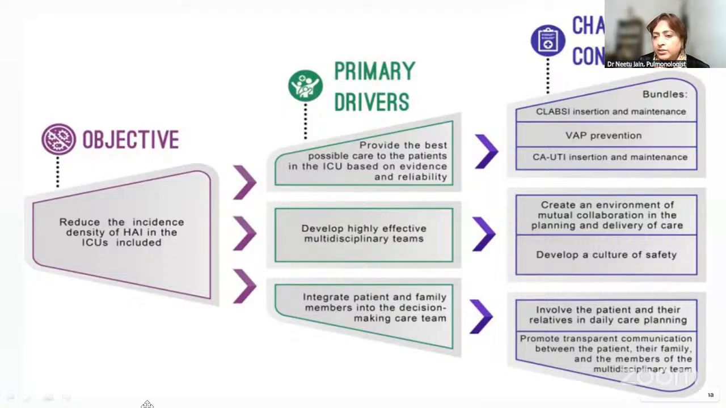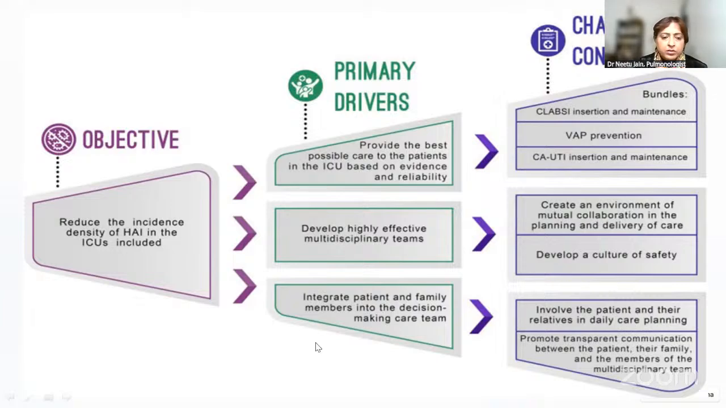Then following your bundles: CRBSI bundle, VAP prevention bundle, CAUTI insertion and maintenance bundle, and an environment of mutual collaboration and free communication. Develop a culture of safety. The culture of safety is very important. See, if our staff thinks that they are going to be punished for whatever mistakes they have made, then those mistakes would never be reported. We will never get feedback on the system. So if we have a positive reinforcement technique and positive culture, then it would be a culture of safety, and involve patients and their relatives wherever possible in daily care planning. Transparent communication between patient and family is very important.